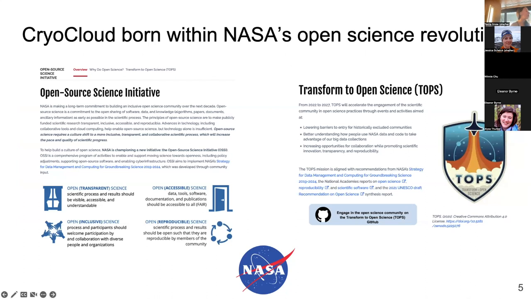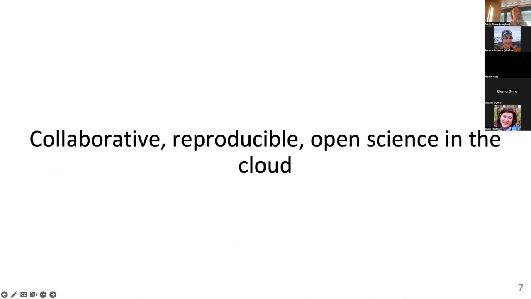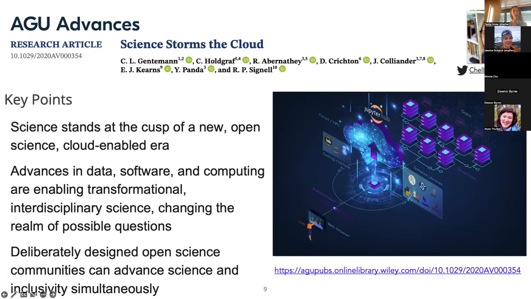And so we at CryoCloud came out from this funding call and are pushing a lot of this forward using cloud computing. We're bringing a lot of people into the CryoCloud as part of this year of open science. And so, as I mentioned yesterday, the cloud is this collaborative, reproducible, open science place to do all of these things. This is all in the internet where your data and your servers are.